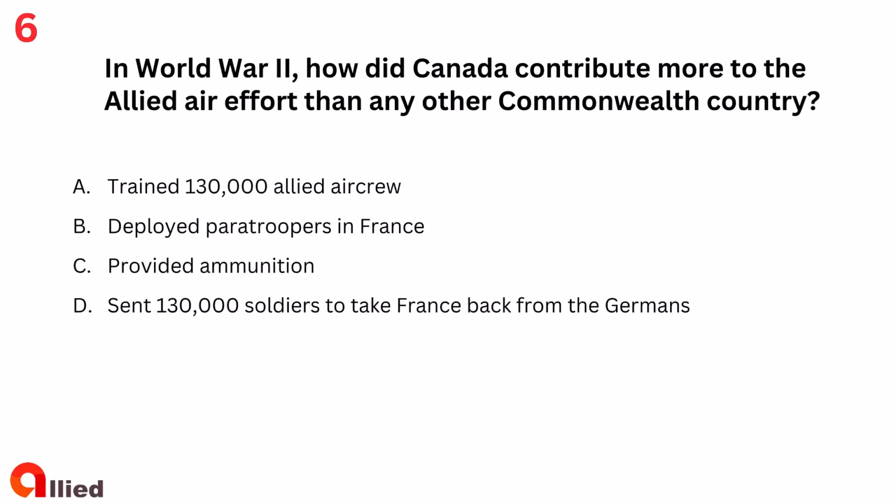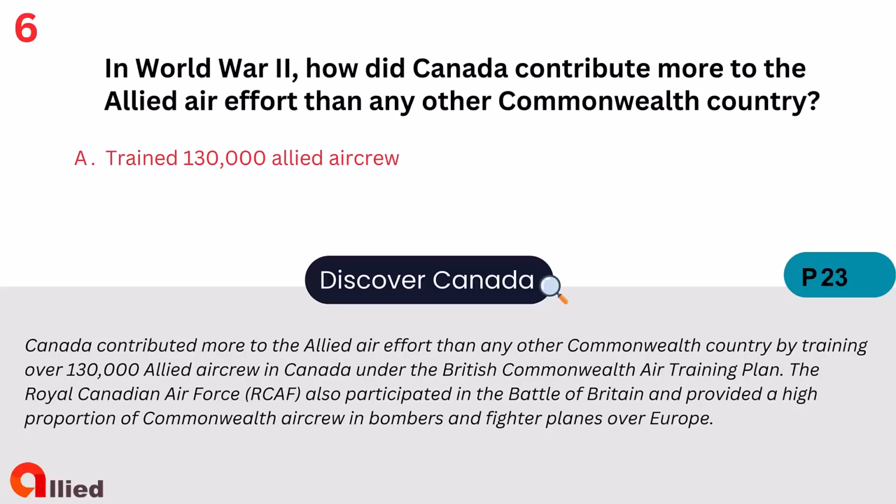Question 6. In World War II, how did Canada contribute more to the Allied air effort than any other Commonwealth country? A. Trained 130,000 Allied aircrew. B. Deployed paratroopers in France. C. Provided ammunition. D. Sent 130,000 soldiers to take France back from the Germans. The answer is A. Trained 130,000 Allied aircrew.